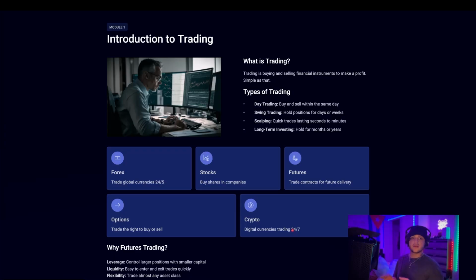You can trade these various markets, so you're not limited to only one market. If you have a strategy that works better on one market, obviously you want to be able to use that market and not be cooked.